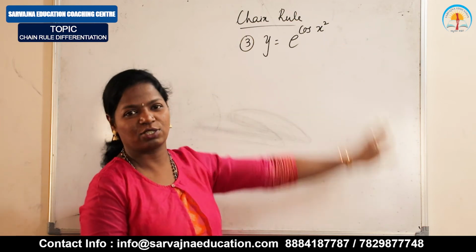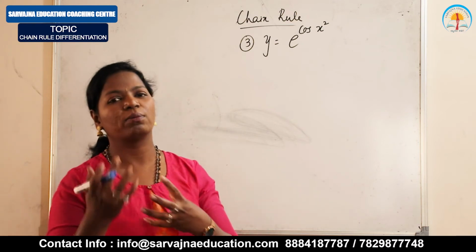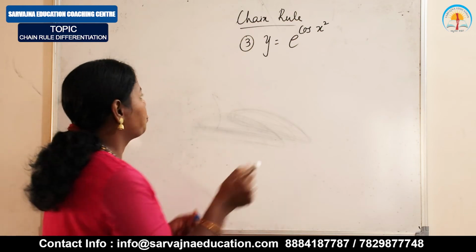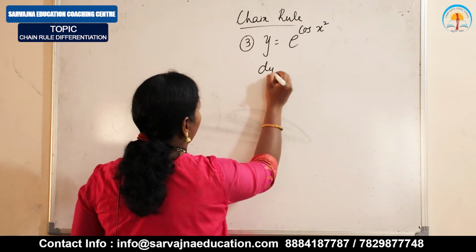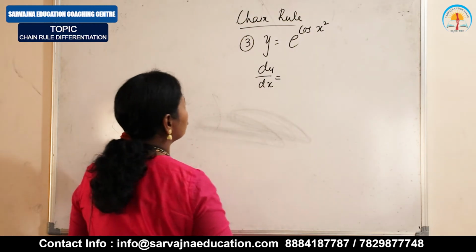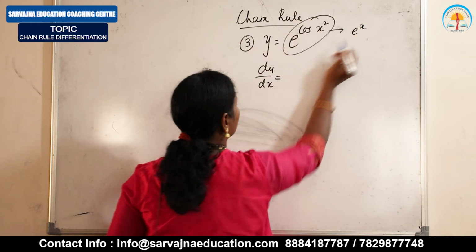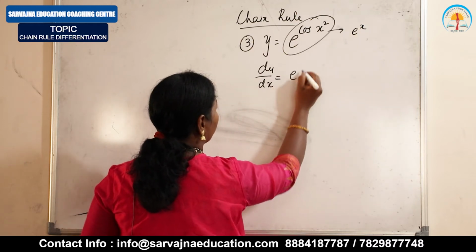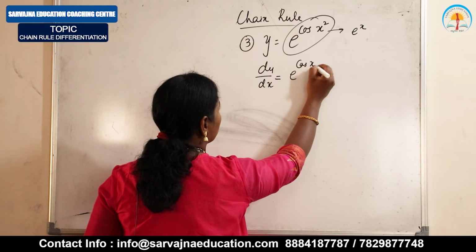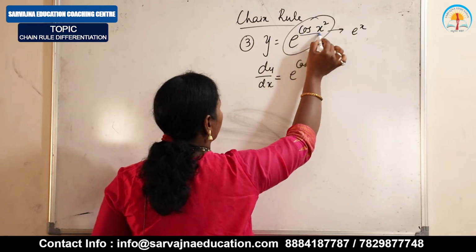See, there are three functions, correct? So this is exactly called a chain form. So how to solve this? We'll see. dy by dx is equal to, first basic function, it looks like e power x. So now I have to write e power cos x square into, differentiate in the place of x.